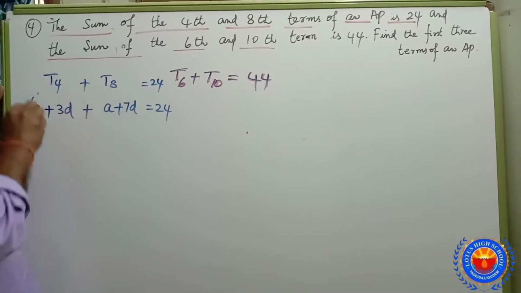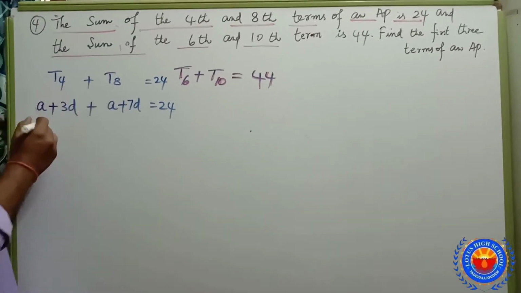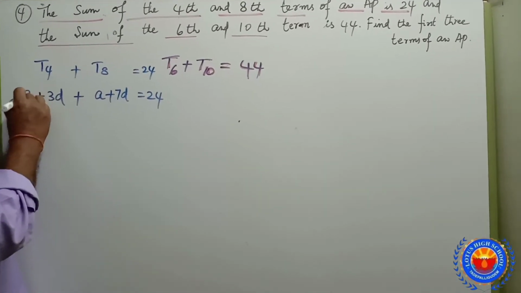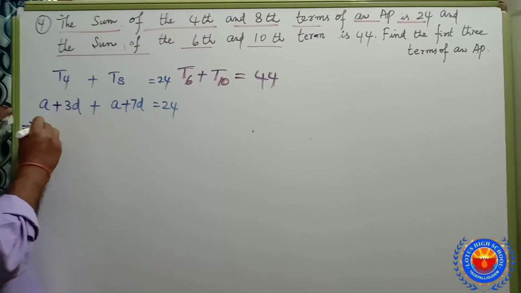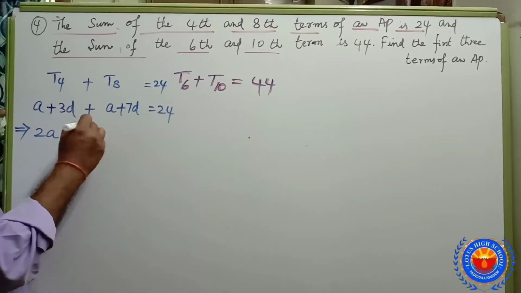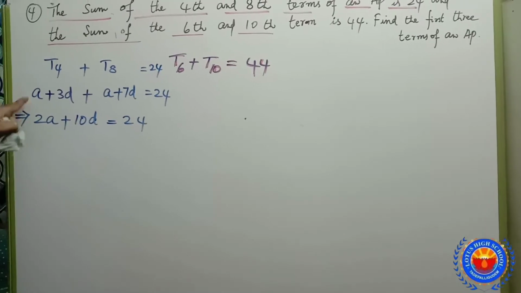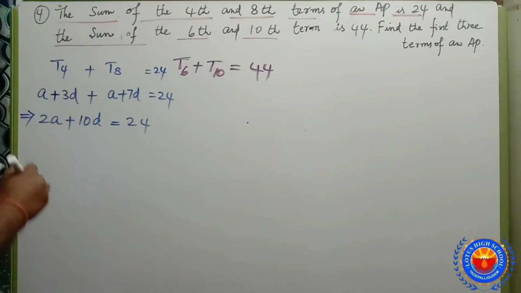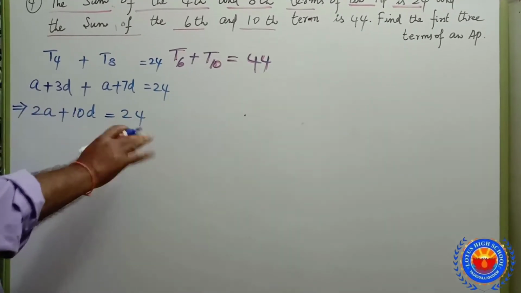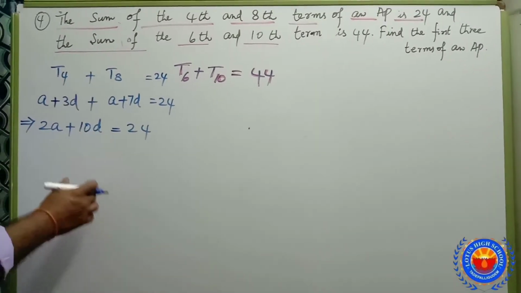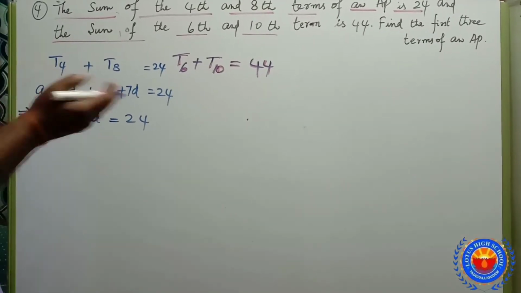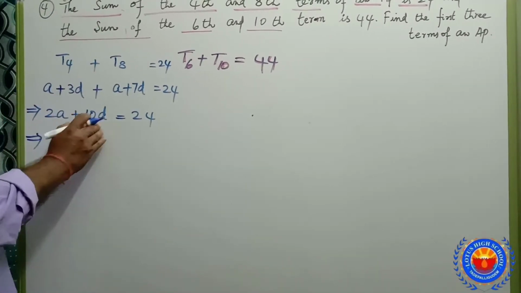Otherwise, remove the brackets. So here, very simple. A plus A is 2A, 3D plus 7D is 10D, which is equal to 24. The important thing is to divide the full equation by 2. Otherwise you keep it like this, no problem, but it will be simplified. Or you take 2 as common: 2 times (A plus 5D) is equal to 24.